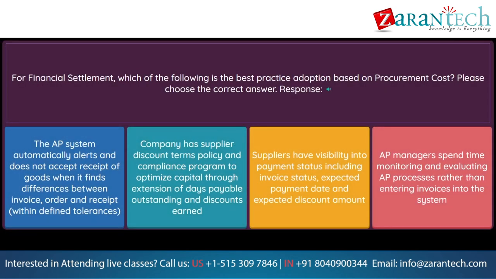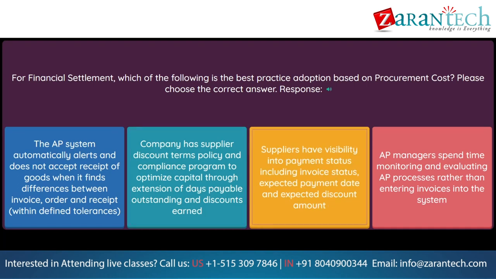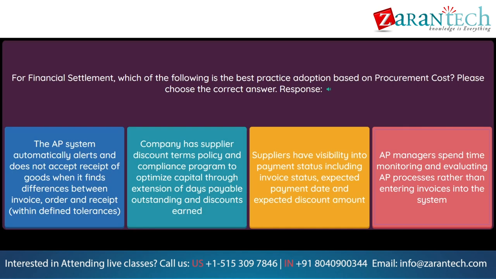Question: For financial settlement, which of the following is the best practice adoption based on procurement cost? Please choose the correct answer. Response: Option 1: The AP system automatically alerts and does not accept receipt of goods when it finds differences between invoice, order, and receipt, within defined tolerances. Option 2: Company has supplier discount terms policy and compliance program to optimize capital through extension of days payable outstanding and discounts earned. Option 3: Suppliers have visibility into payment status including invoice status, expected payment date and expected discount amount. Option 4: AP managers spend time monitoring and evaluating AP processes rather than entering invoices into the system.